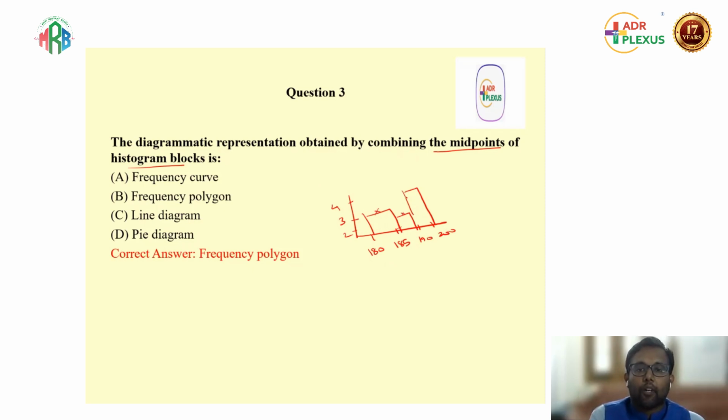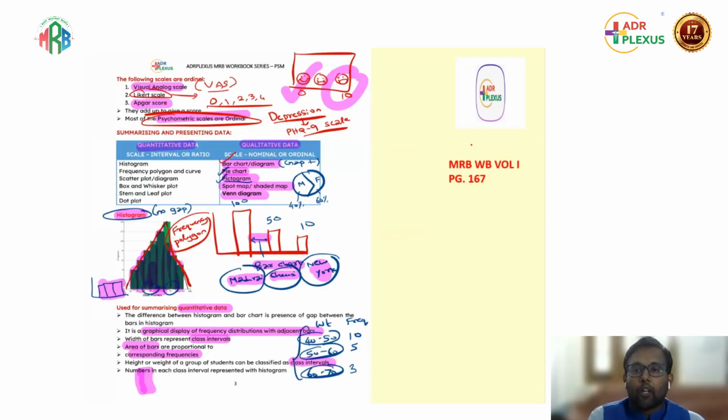When we join the midpoints of the histogram, what do we get? We get something called the frequency polygon. This is also a direct question from our MRB workbook, volume 1, page 167. In bar charts, there will be a gap between the bars, but in the histogram, there is no gap between the bars. When we join the midpoints of the histogram, we get the frequency polygon.